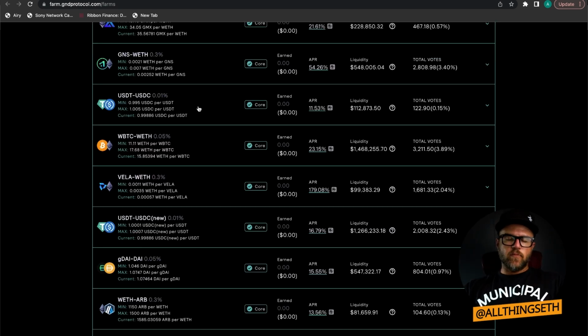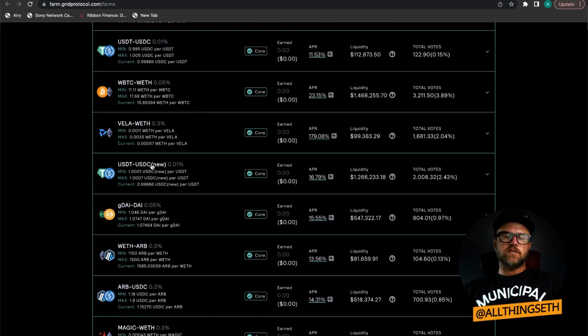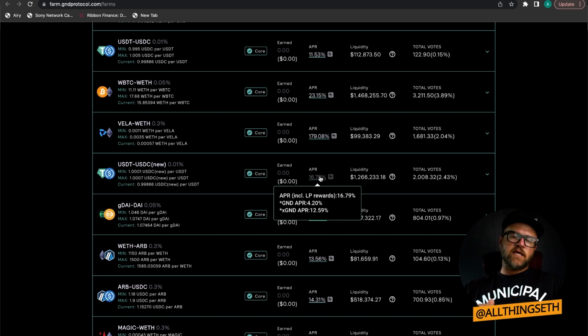Perhaps you're a stable maxi and you have a relatively low risk tolerance. There's some great pools in here for you, especially this USDT to USDC pool, making currently 16.79%. That's over 3 times the max return you're gonna see inside of traditional finance, guys. You can make about 5% APR in T-bills right now, but inside of xGND protocol, xGND farm, you have the opportunity to make 16.79% in their token. Now these are denominated in the xGND and xGND token.